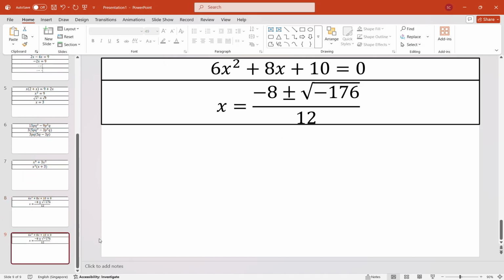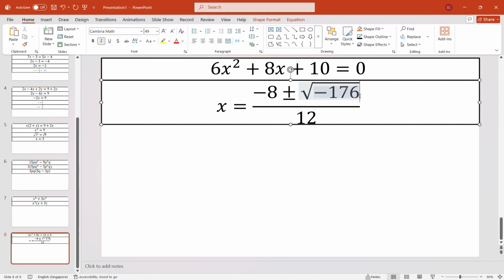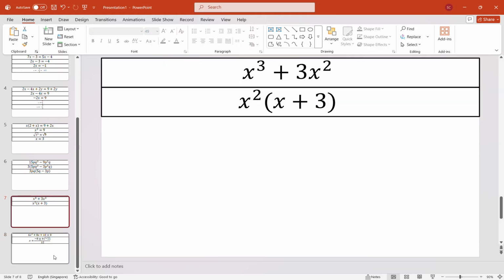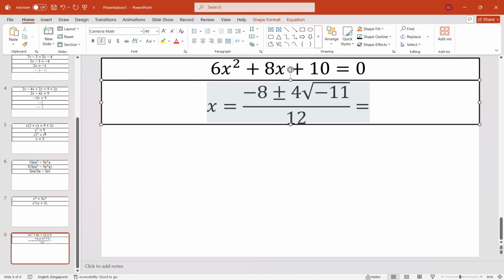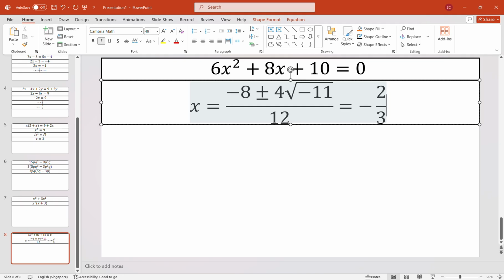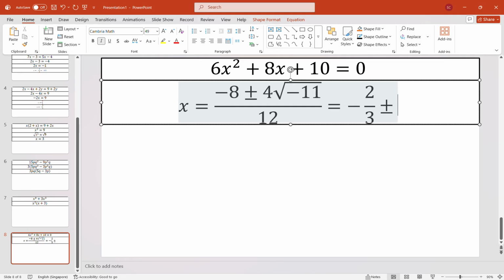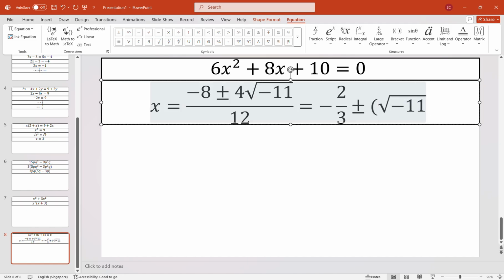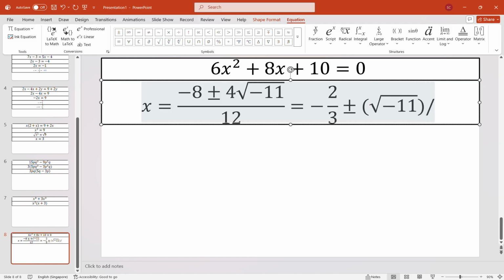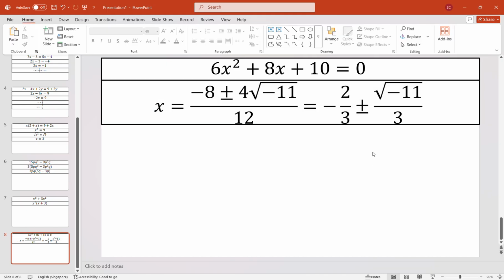And then I think we can simplify the roots. You have to trust me on this one because I haven't really introduced that to you yet. And then we divide all by 12, giving us negative 2/3 plus or minus the square root of negative 11 over 4 divided by, that's 3, right? Yeah.